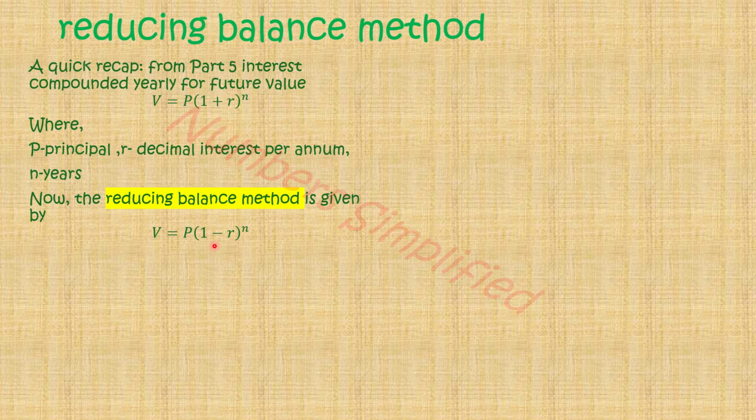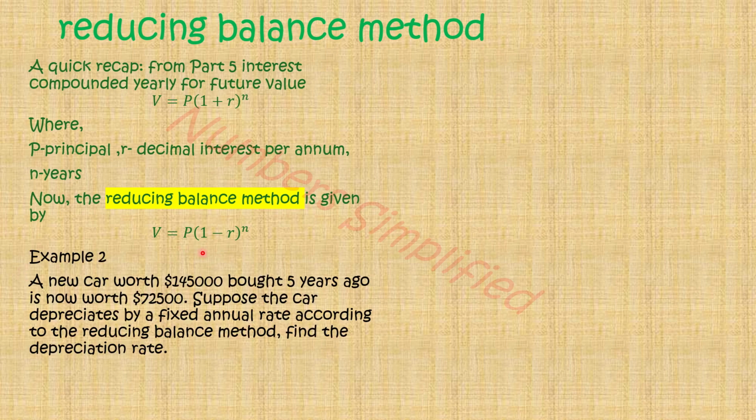It could be in terms of cars. So when a car is brand new, it's worth more, but with time, its value tends to depreciate under normal circumstances. Example 2: a new car worth $145,000 bought 5 years ago is now worth $72,500. Suppose the car depreciates by a fixed annual rate according to the reducing balance method. Find the depreciation rate.